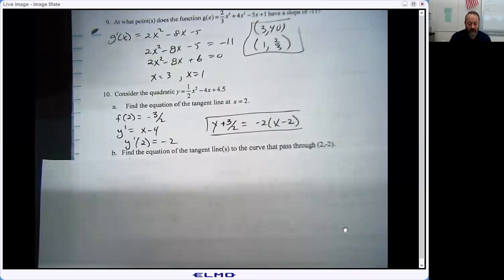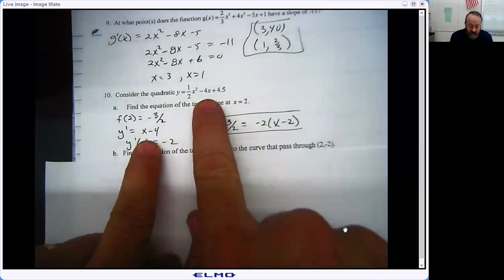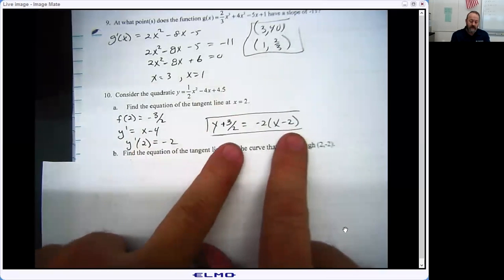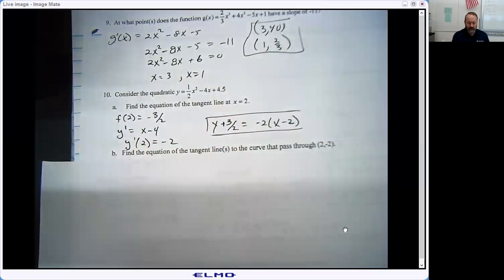All right, considering the quadratic, finding the tangent, I don't think is too bad. I went ahead and I took the derivative right there. I plugged in 2, so I found out a point and a slope. That was no big. That was a nice, easy one.